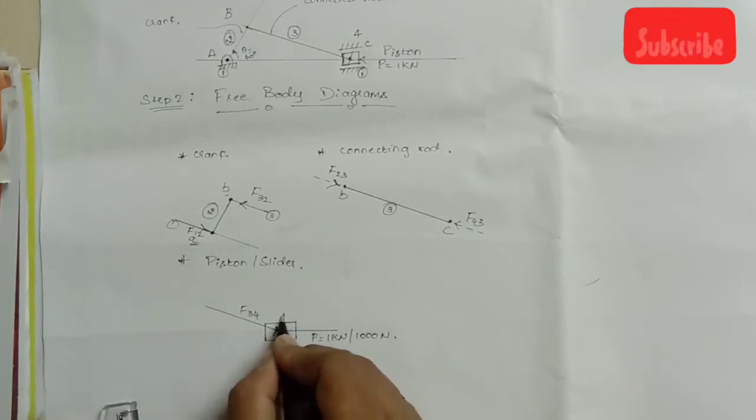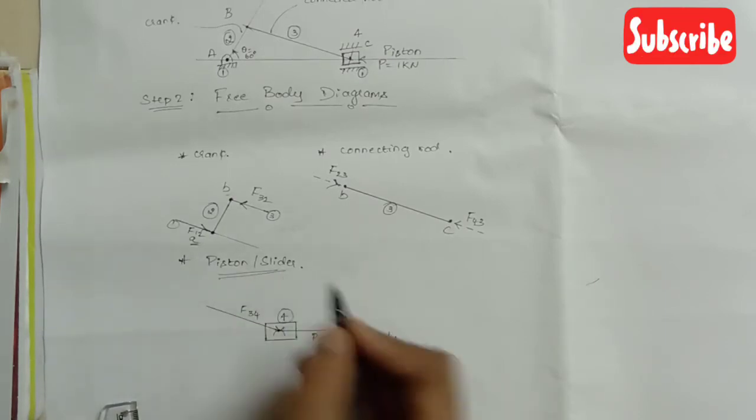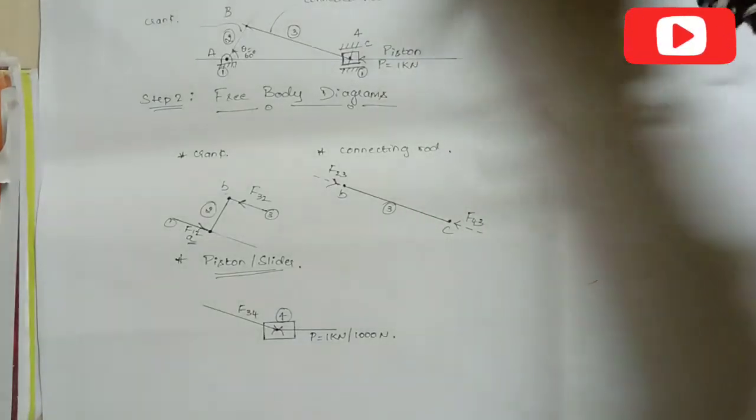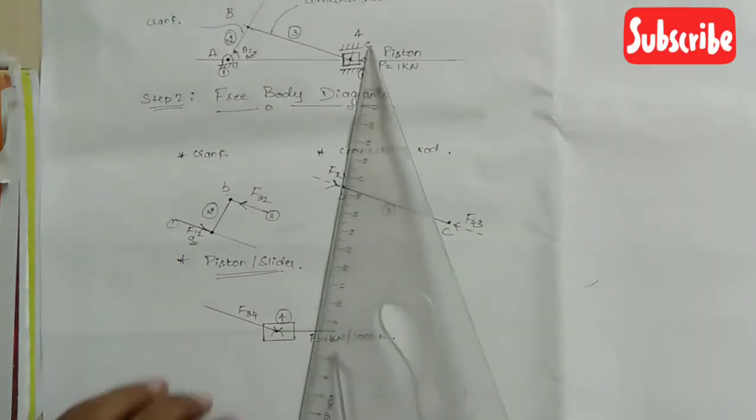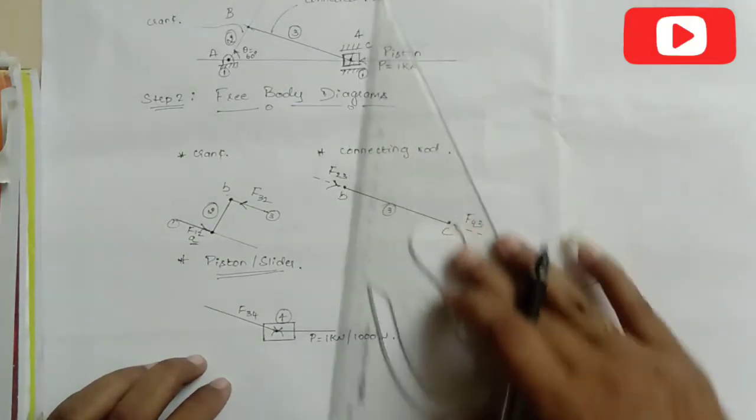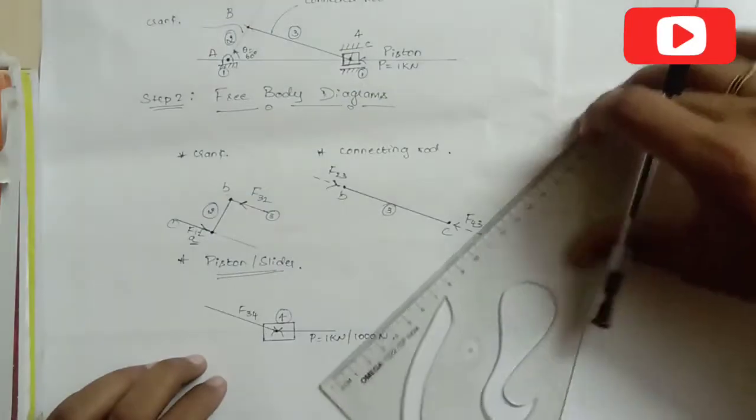This is my fourth link, which is nothing but the piston and the slider. This is my F3,4. And the last line to be indicated is the perpendicular force which is acted upon from the ground towards the piston here. Now this is my 90-degree line that I should be drawing here.